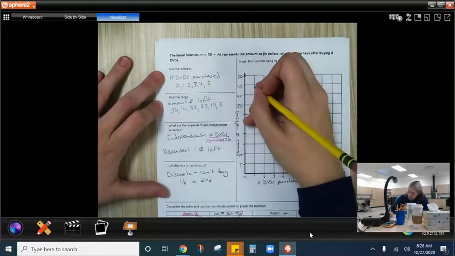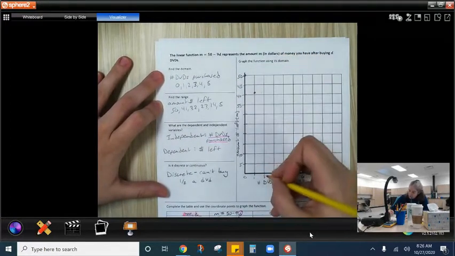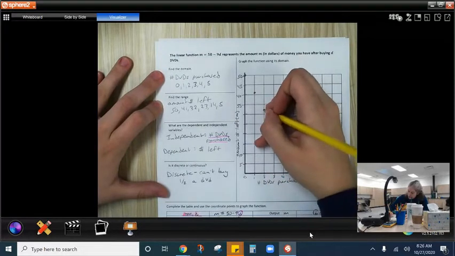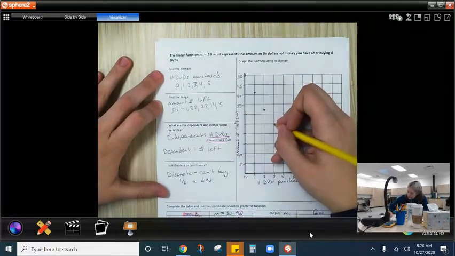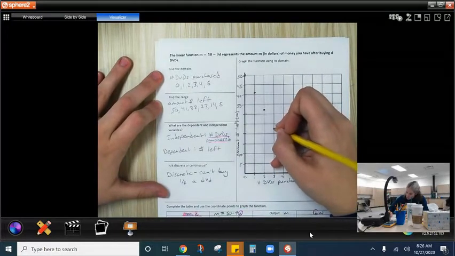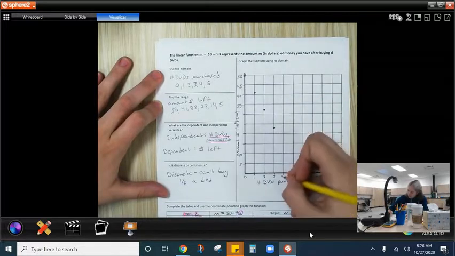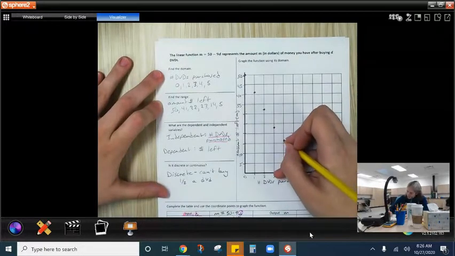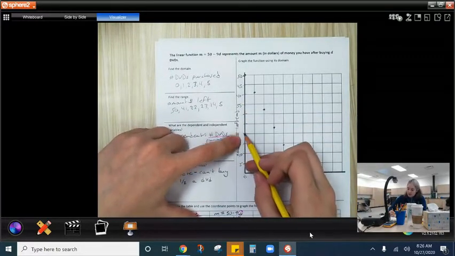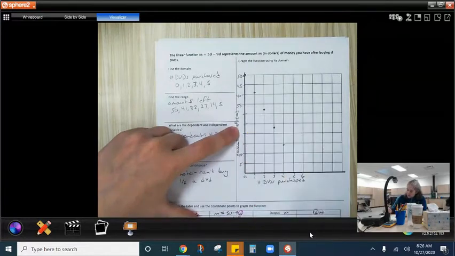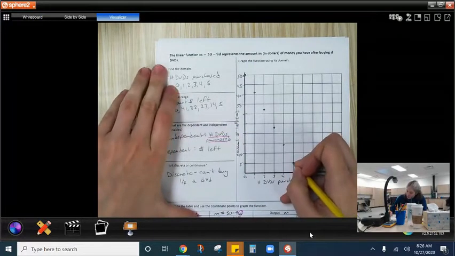1 and 41 is going to be right about there. 2 and 32 is going to be right about there. 3 and 23 is going to be right about there. 4 and 14 is going to be there. Some of my numbers are missing, but I counted by 5s: 5, 10, 15, 20, 25, 30. And then 5 and 5 is going to be right here.